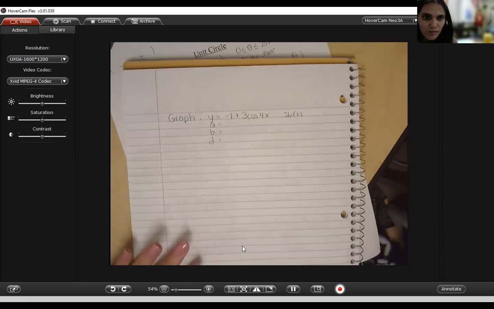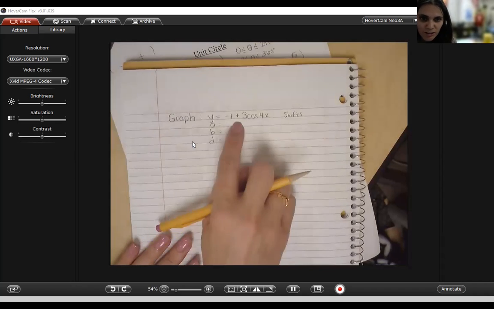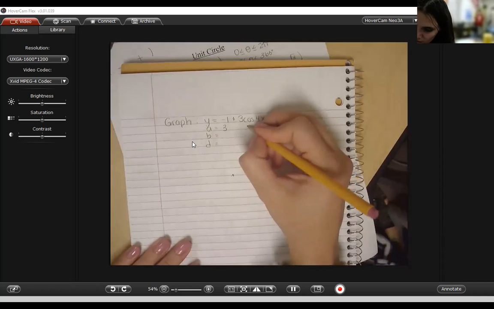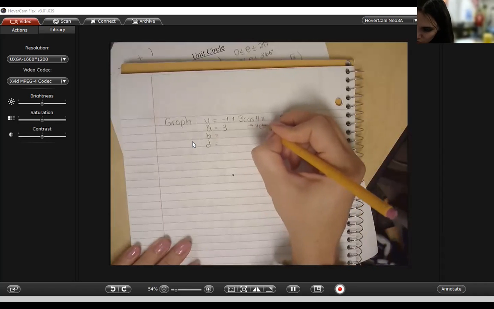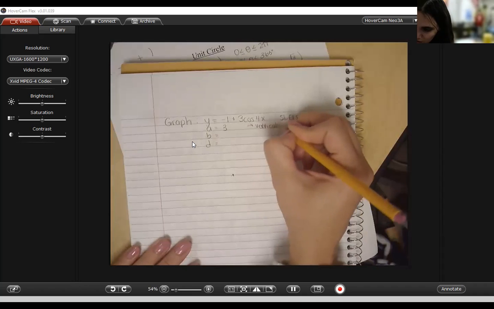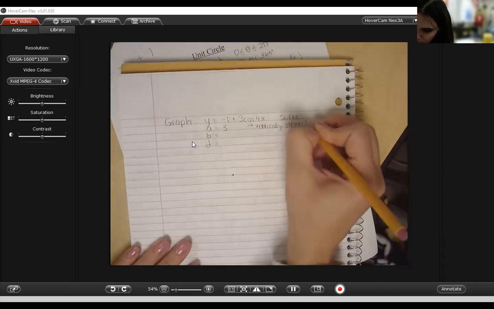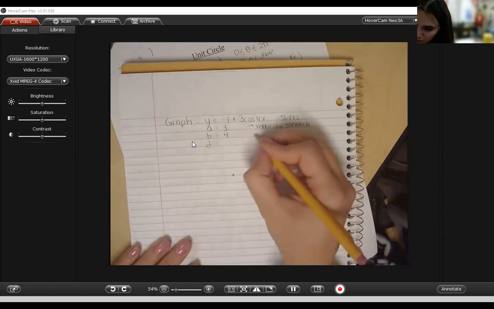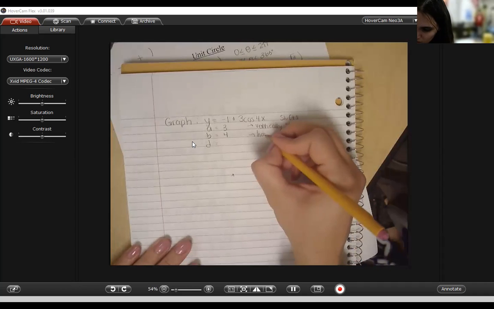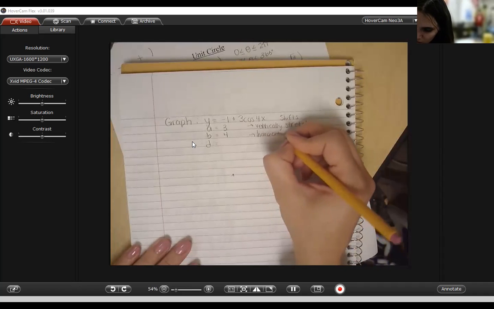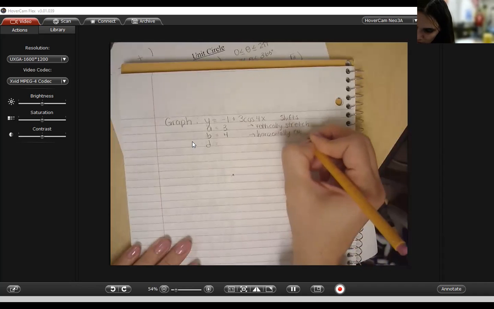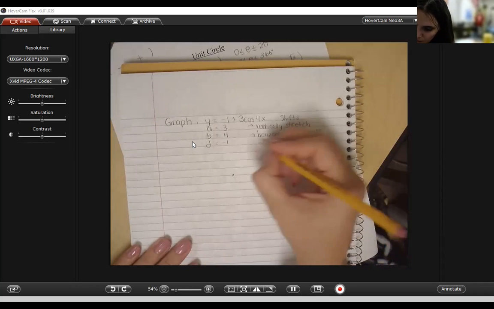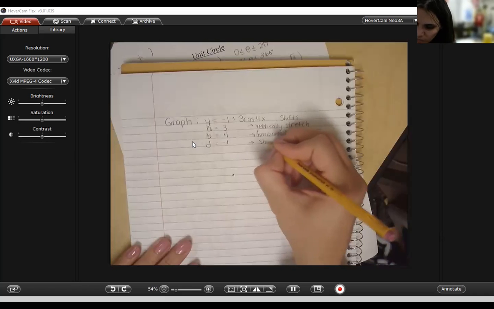That would be cool. All right, so my A value is going to be 3. So if my A value is greater than 1, I vertically stretch. My B value is going to be 4. If my B value is greater than 1, I horizontally compress. My D value is going to be negative 1, which means my midline is negative 1 and my graph shifts down by 1.